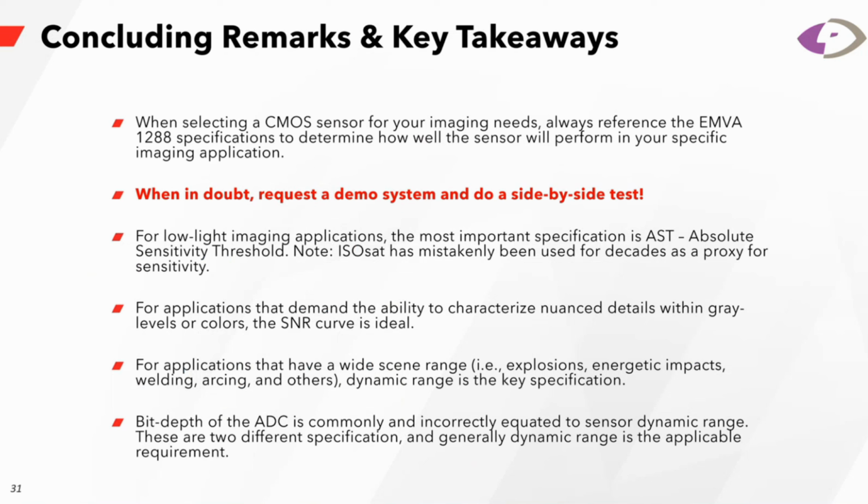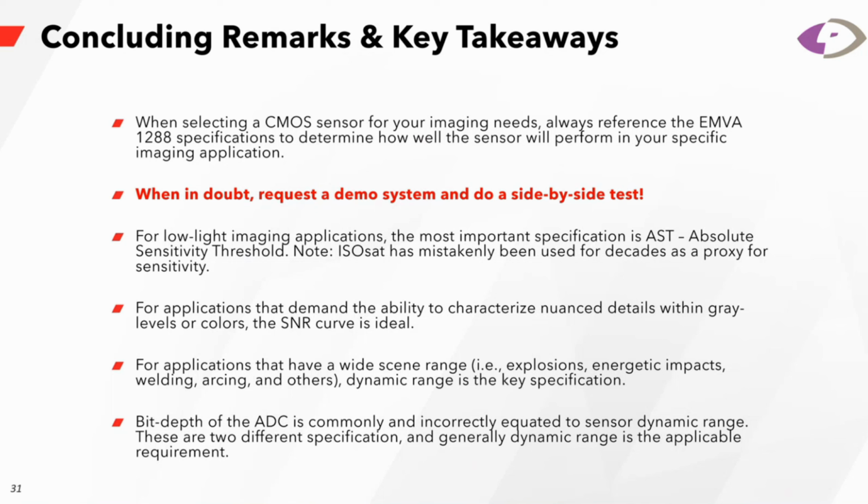Here are some concluding remarks and takeaways. When selecting a CMOS sensor for your imaging needs, always reference the EMVA 1288 specifications to determine how well a sensor will perform in your specific imaging application. When in doubt, request a demo system and do a side-by-side test. For low-light imaging applications, the most important specification is AST, absolute sensitivity threshold. It's important to remember that ISOsat has mistakenly been used for decades as a proxy for sensitivity.